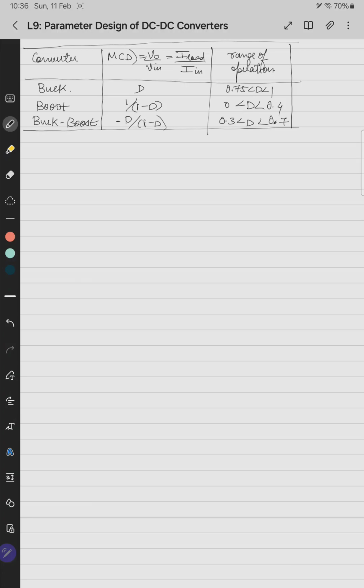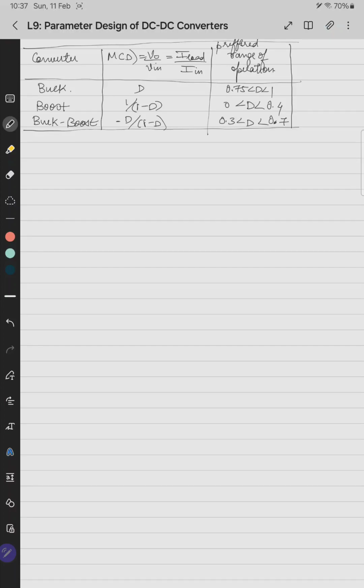I have also written, based on the analysis done in the last classes, the preferred range of operation. For a buck converter, you run it at high duty ratios, that is, almost around 0.75 to 1. For boost converters you operate at low duty ratios, 0 to 0.4. And buck-boost converters you operate at medium duty ratio, from 0.3 to 0.7. So for the buck-boost converter you can get a wide range of operation of the duty cycle. D is 0.3 to 0.7, which means if D is from 0.3 to 0.5, it acts as a buck converter, and from 0.5 to 0.7 it acts as a boost converter.